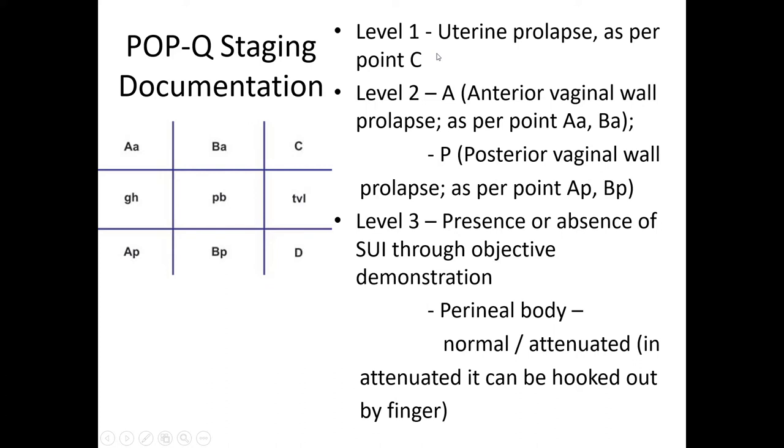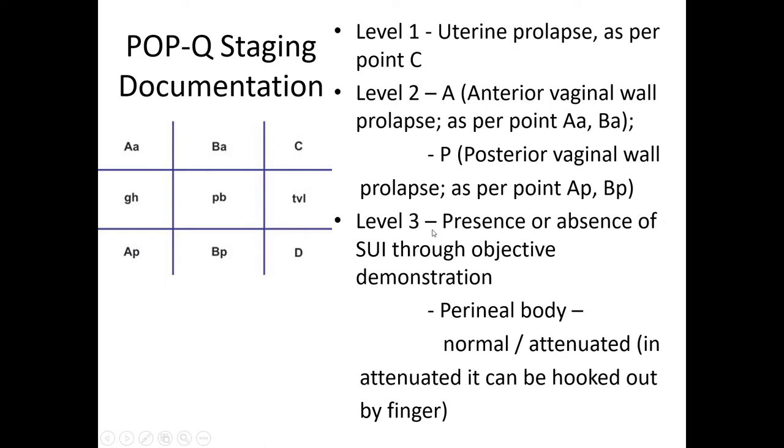Level 1, which is about the uterine prolapse, as per the measurement of point C, will give the staging. For level 2, the staging will be assigned separately for anterior and posterior. For the anterior vaginal wall, as per points Aa and Ba, whichever is more, accordingly we will assign the staging. For the posterior vaginal wall, as per the measurement of Ap and Bp, whichever is more, accordingly the staging will be assigned.